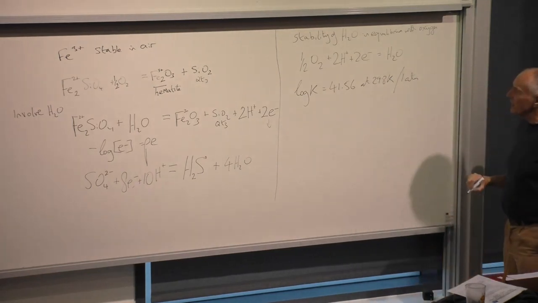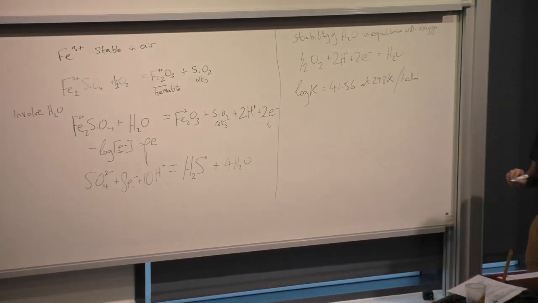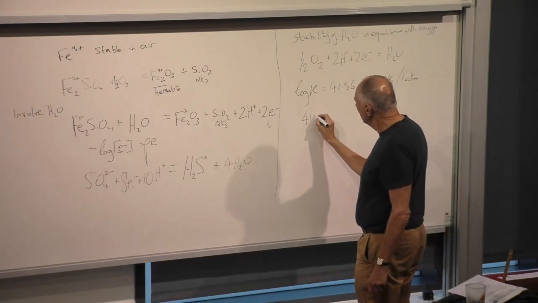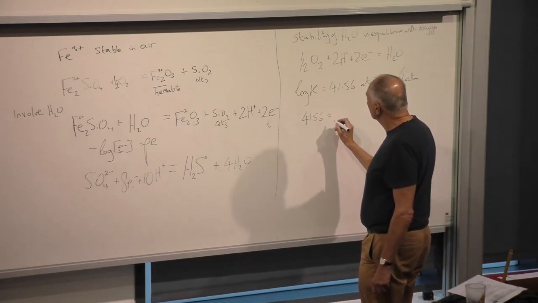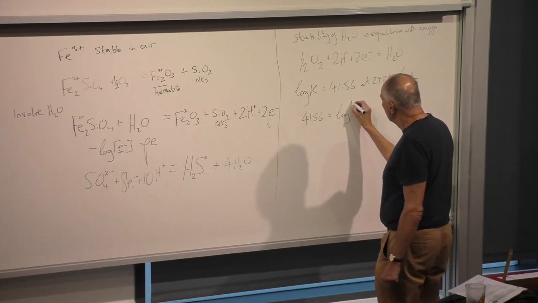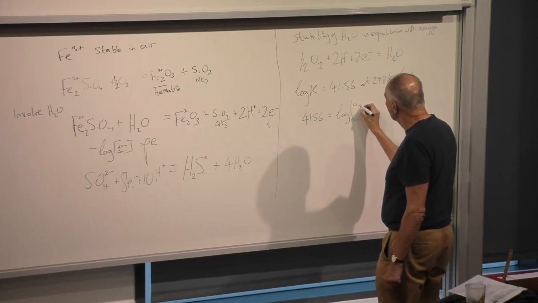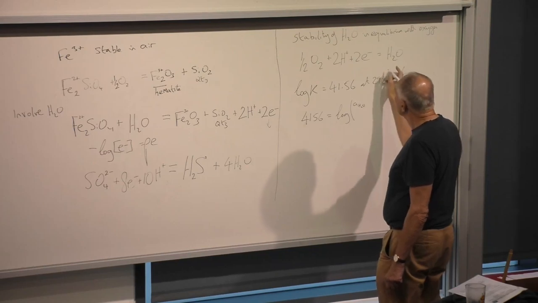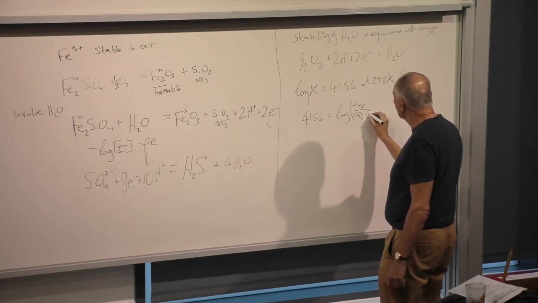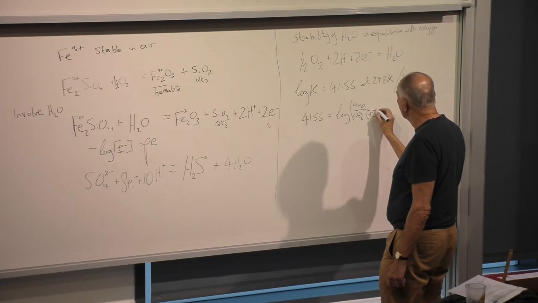Okay, we're still messing around with log K's here. And so 41.56 equals log activity of H2O over activity of O2 to the half times H+ squared times e- squared.